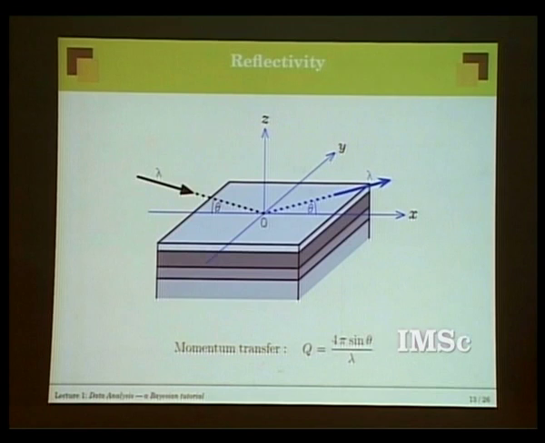And when you do the experiment, the lambda and theta parameters are actually combined into a single factor Q, 4 pi sine theta over lambda. If you remember your diffraction experiments, you know, Young's double slit, you get a factor similar to that. You might only get a 2 in there.